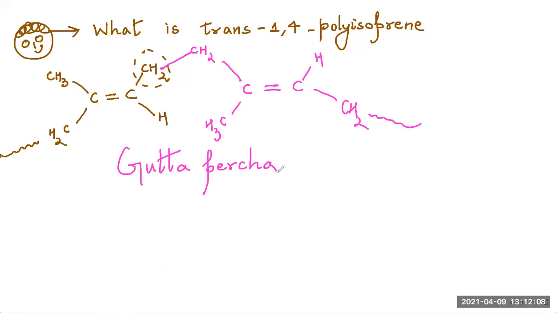So the question was, what is trans 1,4 polyisoprene? The answer is, it is gutta percha, which has got zigzag chains, and it is non-elastic, and it is crystalline in nature. Okay? There is a category of rubber which is very famous. Do you know which one I am talking about? Synthetic rubber. No. That I told you. The answer is vulcanized rubber.